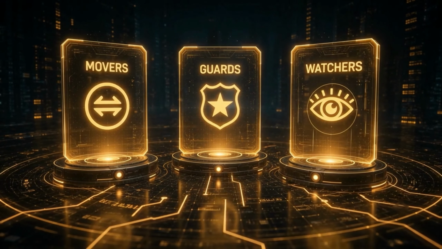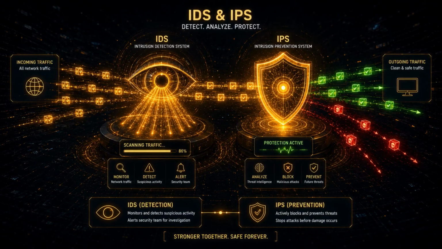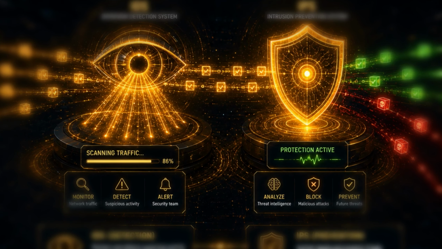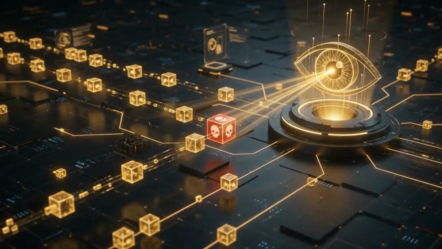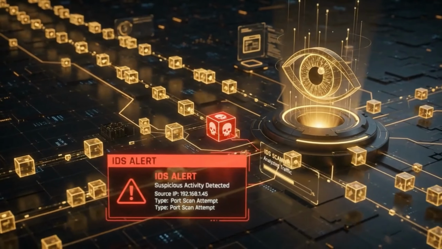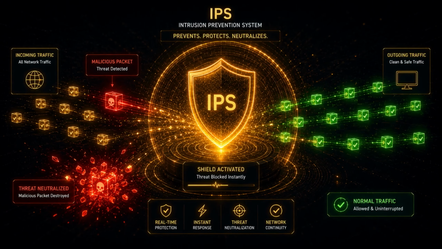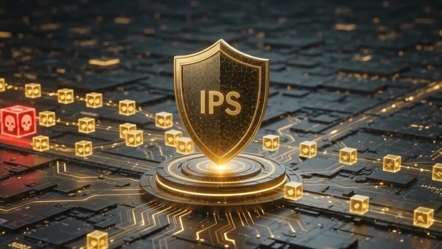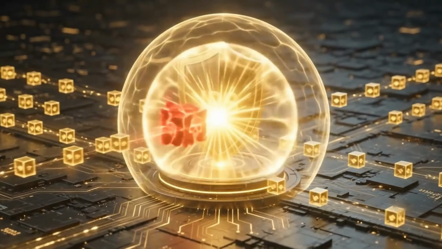Finally, the watchers. These devices continuously watch network traffic looking for attacks. IDS stands for Intrusion Detection System. It watches the traffic. If it finds something suspicious, it raises an alert. That's all. It warns you. It doesn't stop the attack. IPS stands for Intrusion Prevention System. It also watches the traffic. But if it finds something dangerous, it blocks it automatically.